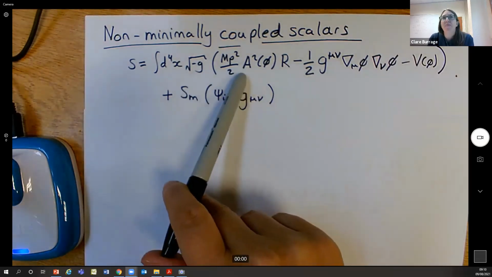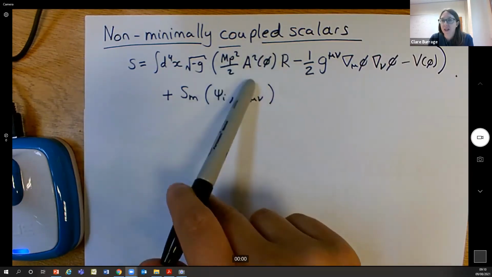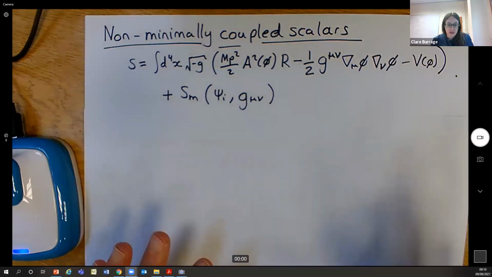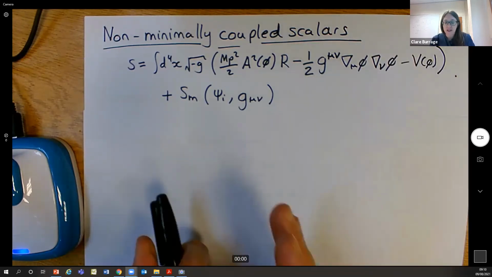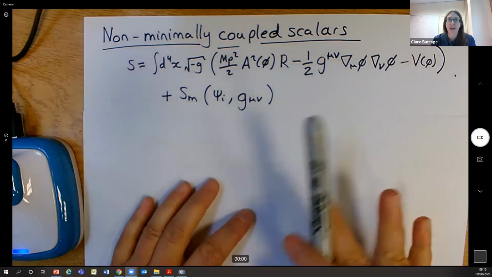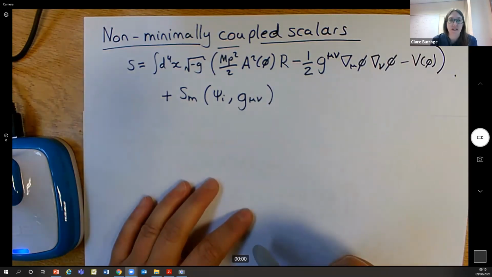And the only difference here is that we have added in a function multiplying the Ricci scalar, which depends on our scalar field. So you can think of this, if you like, as making the Planck mass or Newton's constant scalar field dependent. This is one of the simplest things we can do. Now we have a gravity sector with not just a graviton, but a graviton and a scalar field in it. And we've chosen a very simple way of making those now two fields in our gravity sector interact with one another.